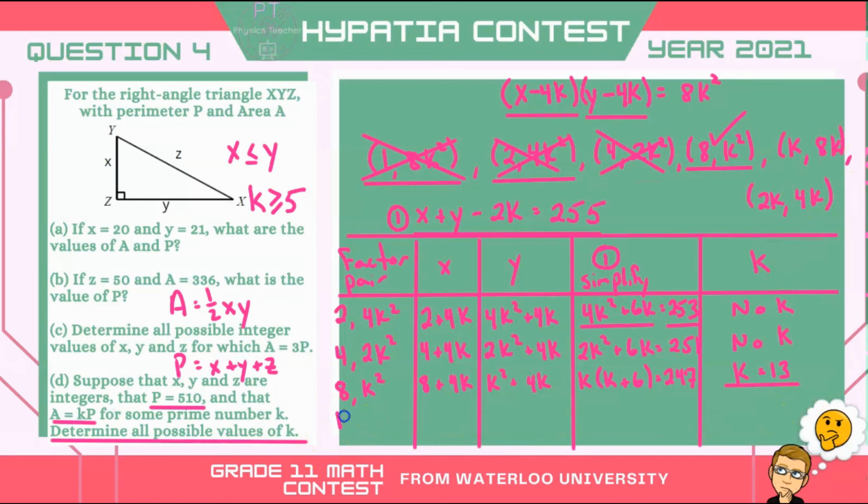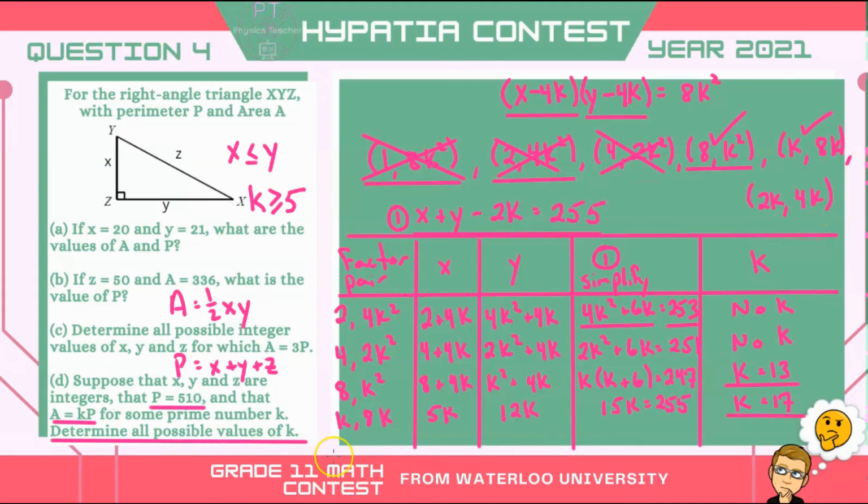So the next one will be k and 8k. Solving for x, we get 5k. Solving for y, we get 12k. And substituting those into equation 1 and simplifying, we get 15k is equal to 255. Once again, we can solve for k. K is going to equal 17. So now we have two possible values for k.